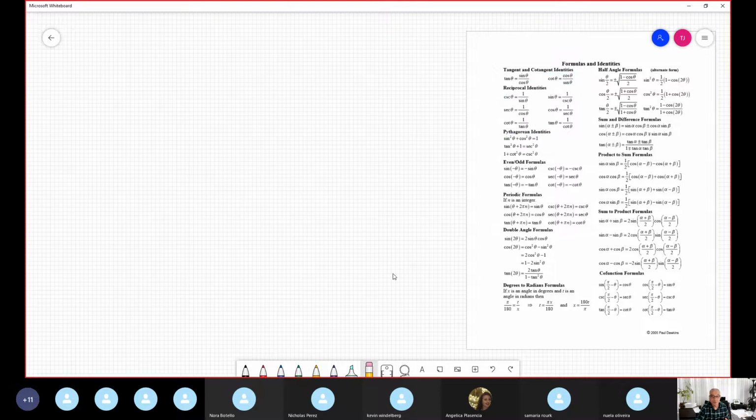Another example. 1 plus cosine theta divided by sine theta plus sine theta divided by 1 plus cosine theta, wow, is equal to 2 times cosecant.